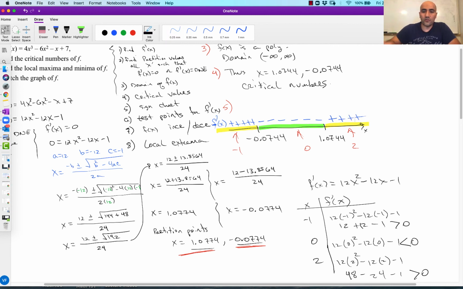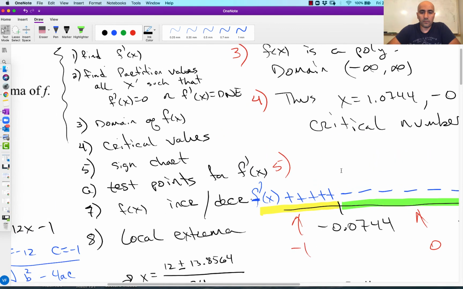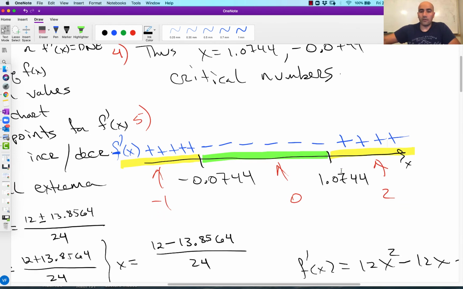Let me zoom into this chart here. Okay, so we created a sign chart. We figured out when that first derivative is positive, when it's negative, when it's positive. We took some test points. Let me make some space here. This is too big. In fact, I'm going to go the other way around. So the test point was over here at negative 1. There was a test point at 0, and there was a test point at 2.